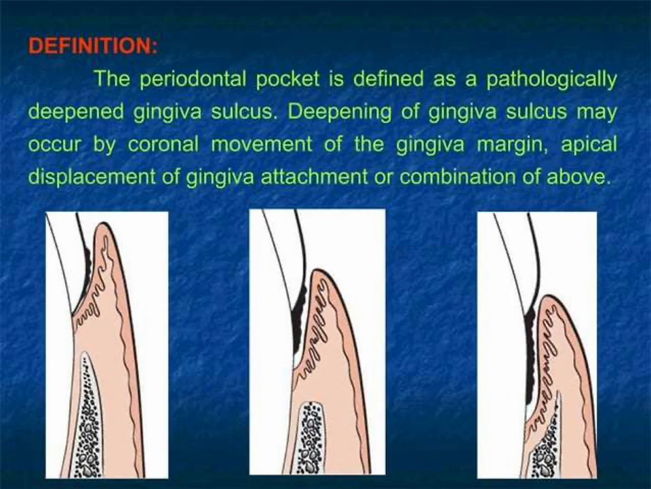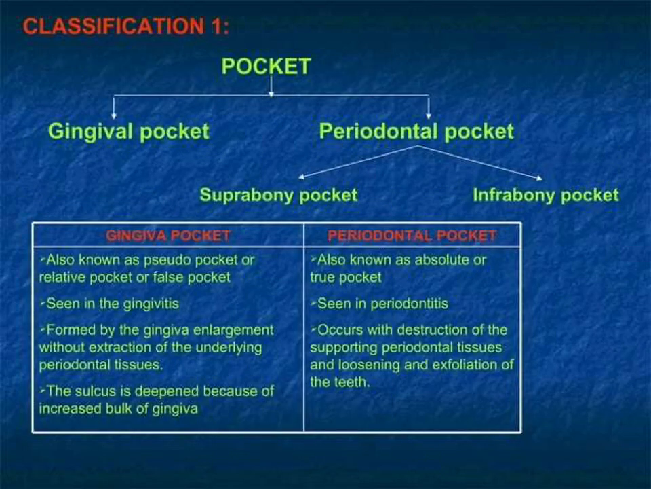Periodontal pocket is defined as a pathologically deepened gingival sulcus. Deepening of gingival sulcus may occur by coronal movement of gingival margin or apical displacement of gingival attachment or a combination of the above. Pocket is further divided into gingival pocket or periodontal pocket. Gingival pocket is formed by gingival enlargement without destruction of underlying periodontal tissues. The sulcus is deepened because of increase in bulk of gingiva, whereas periodontal pocket produces destruction of supporting periodontal tissues, thereby leading to loosening and exfoliation of the teeth.